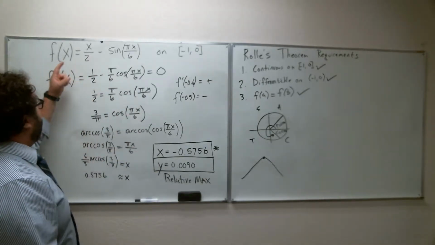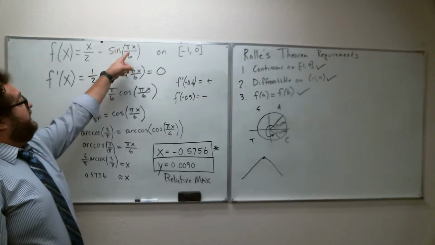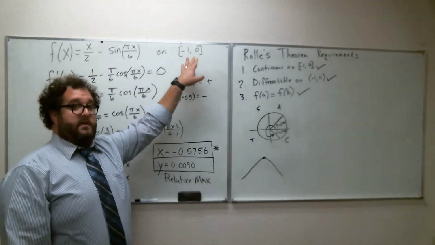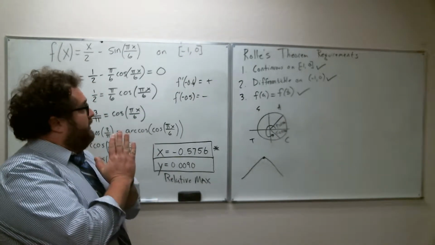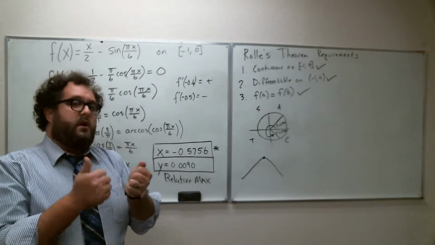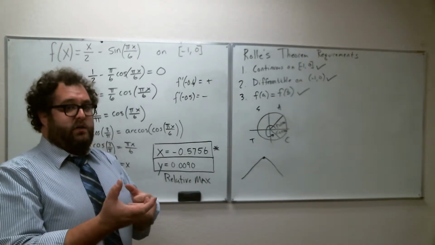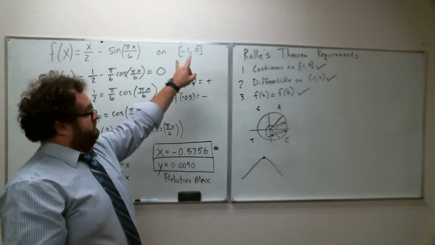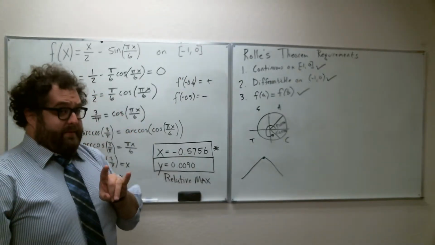So here we have the function f of x equals x squared minus sine of pi x over 6, on the closed interval from negative 1 to 0. The question is, we want to first check to see if Rolle's theorem can be applied, and if it can be applied, find the value of c such that f prime of x equals 0 in the interior of that interval. So there are three requirements to Rolle's theorem.